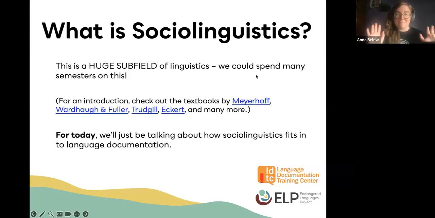And so this is, let me just say, a gigantic subfield of linguistics. You can do an entire PhD just in small topics within sociolinguistics. We could spend years and years talking about this, but today we're just going to check in on how this could form part of our language documentation work. And I've linked some of the introductory textbooks in sociolinguistics here on the slides if you're interested in diving into this incredibly interesting topic.